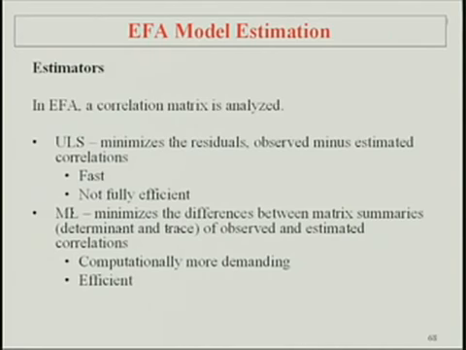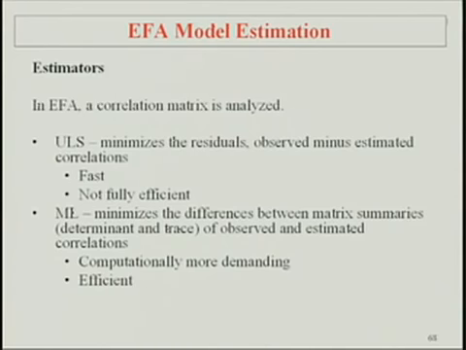So we have our sample correlation matrix that we just looked at. And when we do an EFA model, we can estimate those correlations from that model. And it's the difference between the model estimated and the sample correlations, each element of that matrix, and the average of that is what ULS tries to minimize. It's a very fast estimator, but it's not fully efficient.